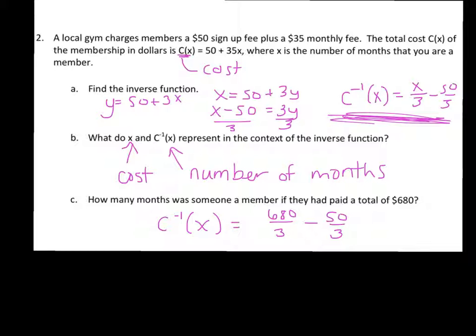And at this point, we can just type that into our calculator, or you can do it in your head. Either way, you're going to get 18. And so the answer is 18 months. That's how long you would have to be a member if you're paying $680.